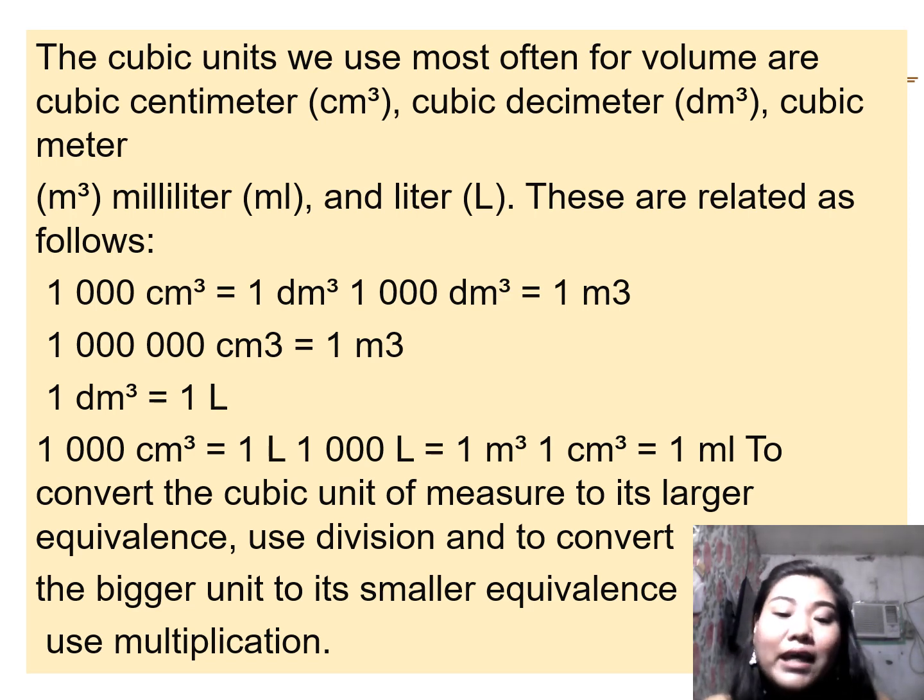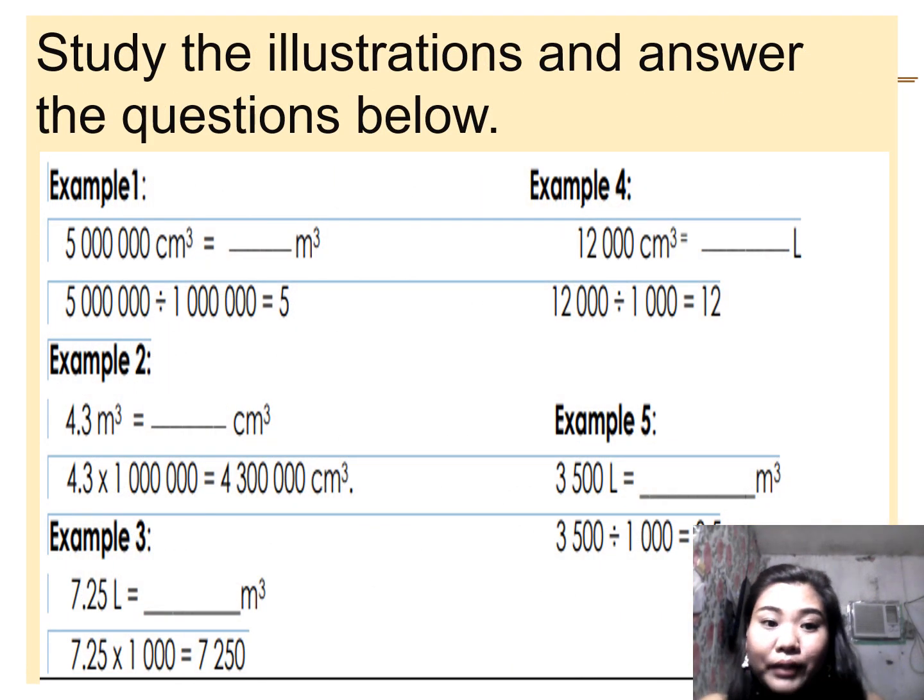Then, 1 dm cube is equal to 1 liter. 1000 centimeter cube is equal to 1 liter. 1000 liters is equal to 1 meter cube. And 1 centimeter cube is equal to 1 ml. To convert the cubic unit of measure to its larger equivalent, use division. And to convert the bigger unit to its smaller equivalent, use multiplication. Okay? So, let's have an example. Study the illustration and answer the question below.